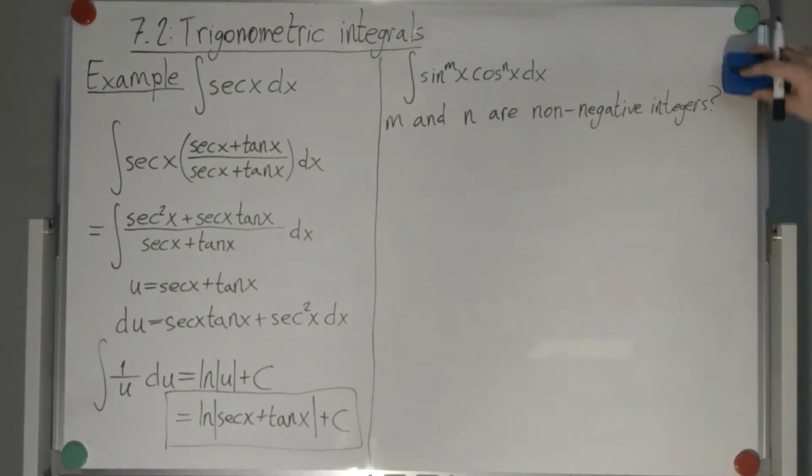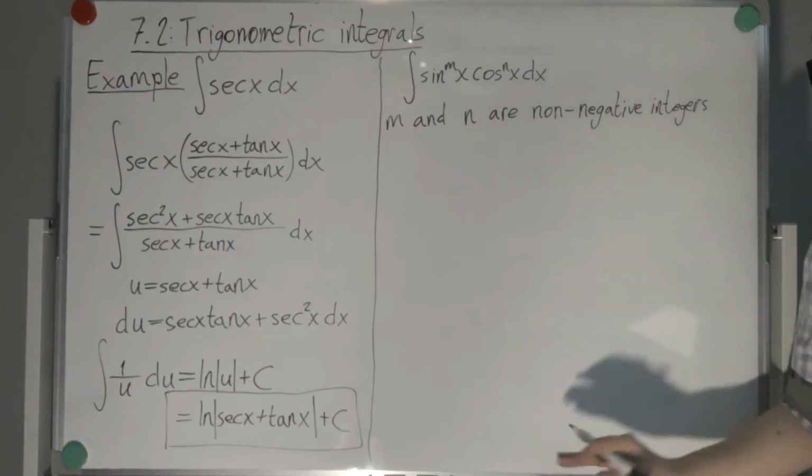I guess that's not really a question, that's a statement. M and n are non-negative integers. Okay.